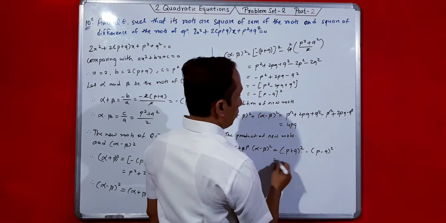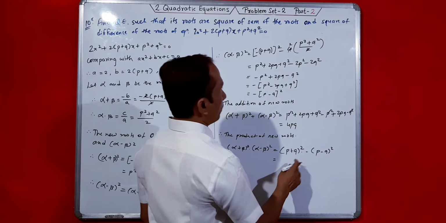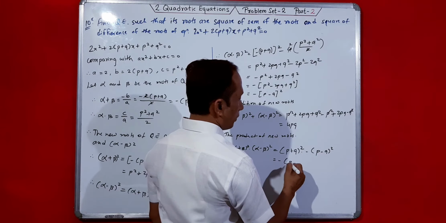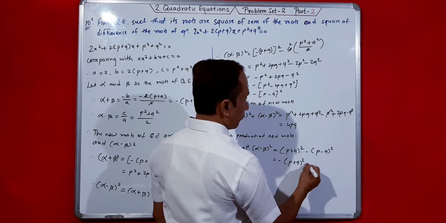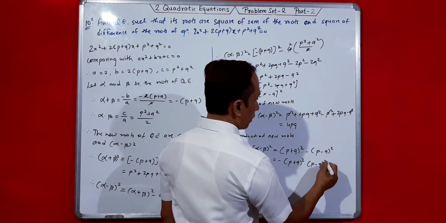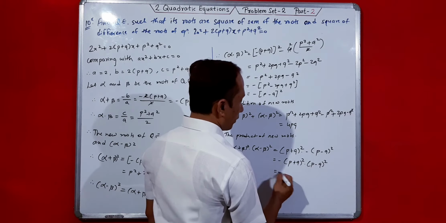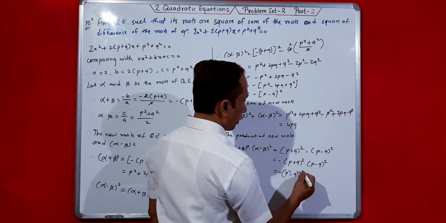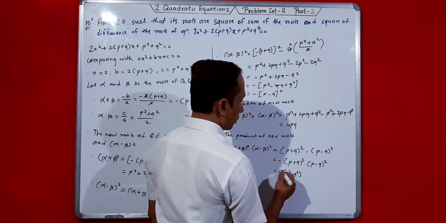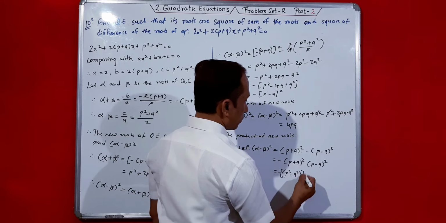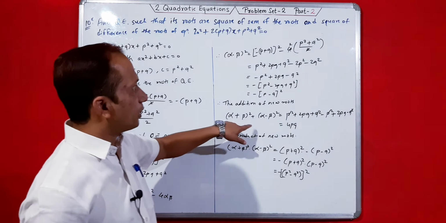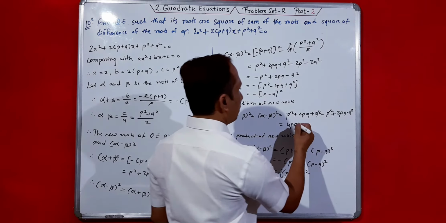If I write this separately, then I will take the minus out of the bracket, so (p plus q) bracket square into (p minus q) bracket square. So I will get minus, this is (p square minus q square), whole bracket square. So you write this. This is the product. After getting this, this is somewhat lengthy, don't forget.